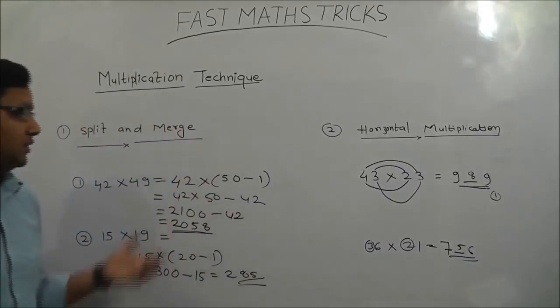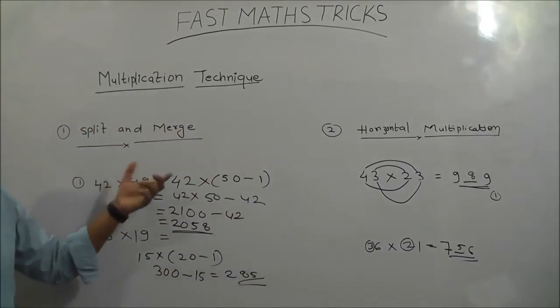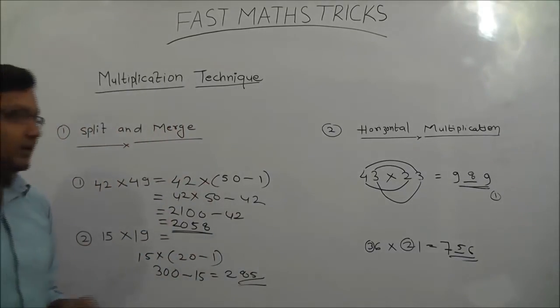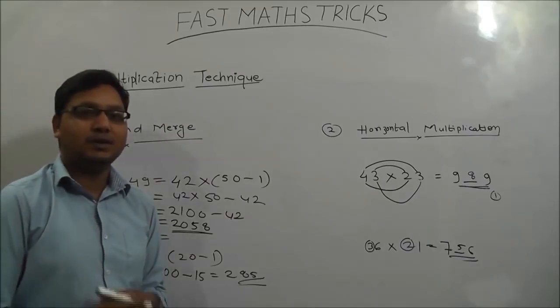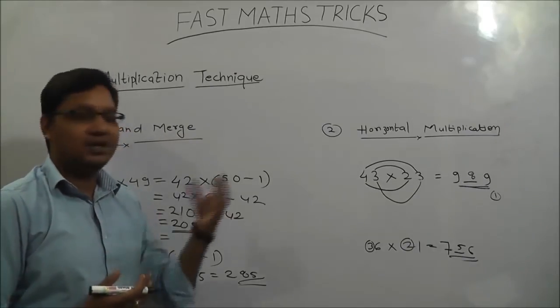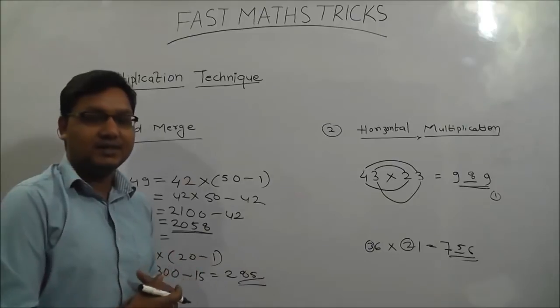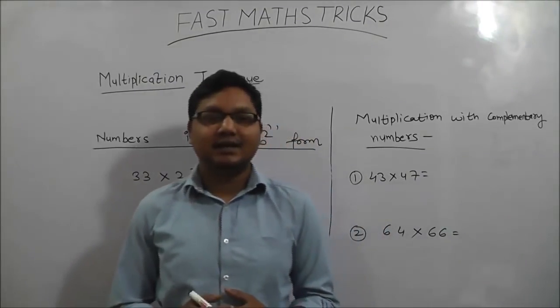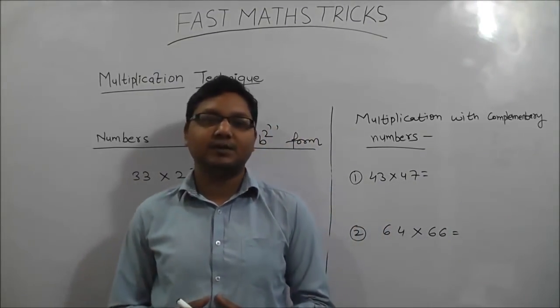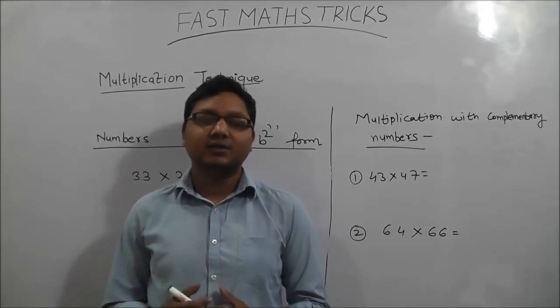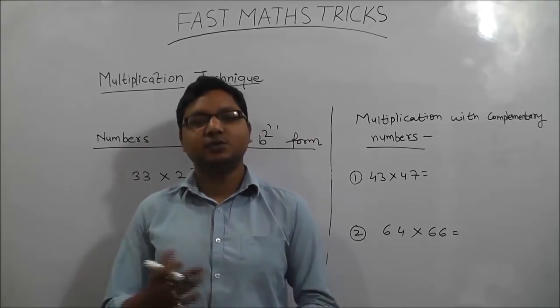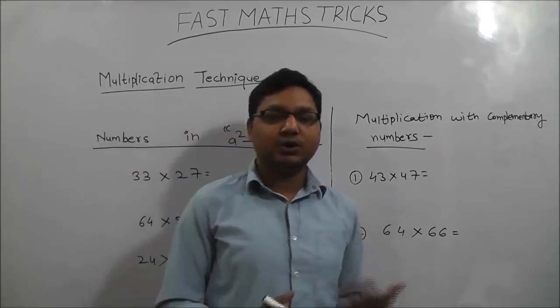So in these two methods of multiplication, split and merge and horizontal multiplication, you can multiply 2-digit numbers. We will see some more methods of multiplication in our next session. So friends, let us see some more methods of multiplication. In the previous class, we have seen multiplication using the split and merge and horizontal methods.